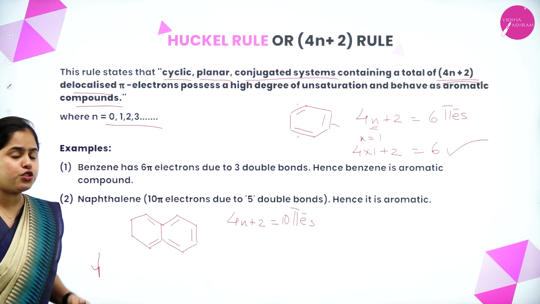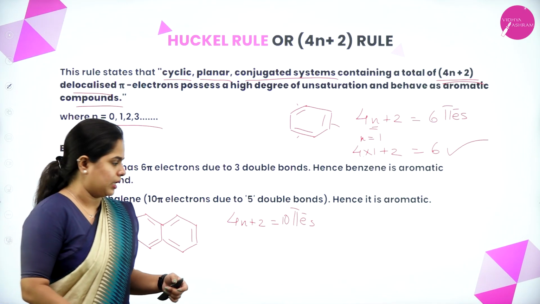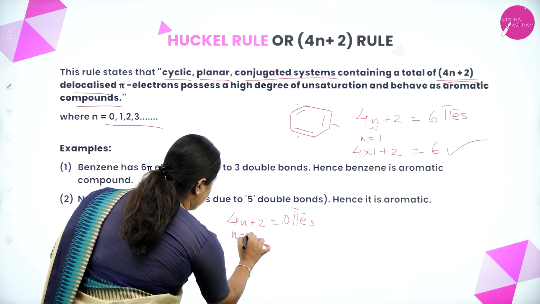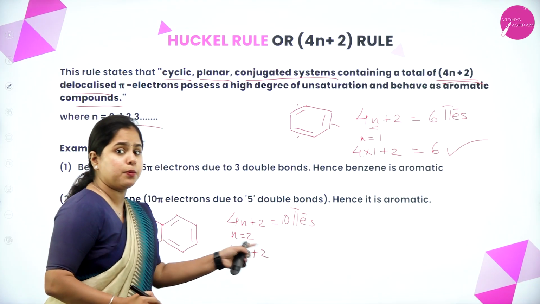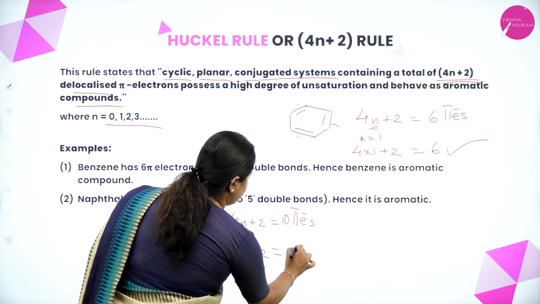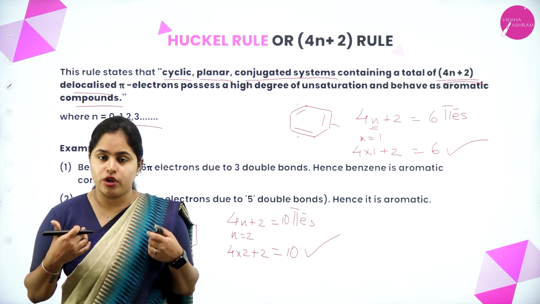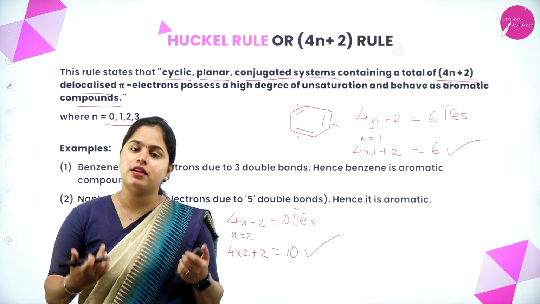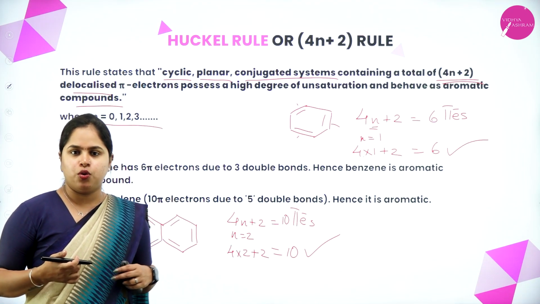So if I substitute what value for n, can I get 10? Is it possible? Let's see. If I am putting n is equal to 2, what happens? 4 into 2 plus 2. 4 into 2 is 8. 8 plus 2 is 10, right? So that means this is also following Huckel's rule. So as it is following Huckel's rule, it is cyclic, planar and conjugated system. We can say that naphthalene is also aromatic, right?